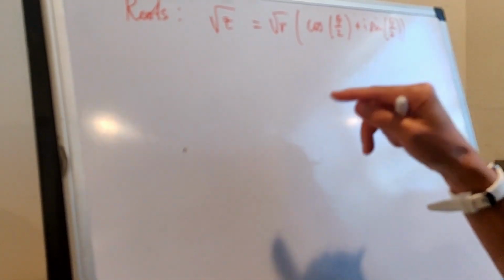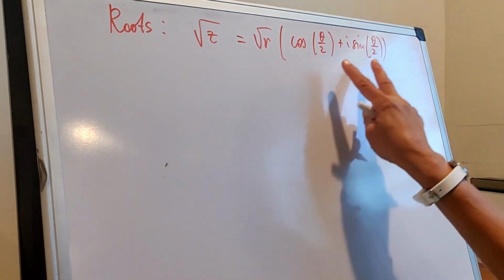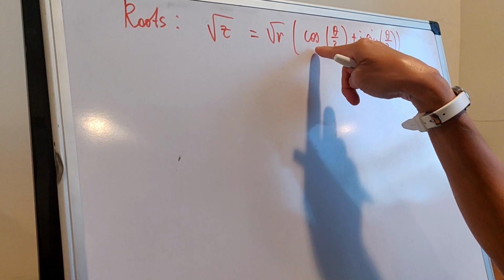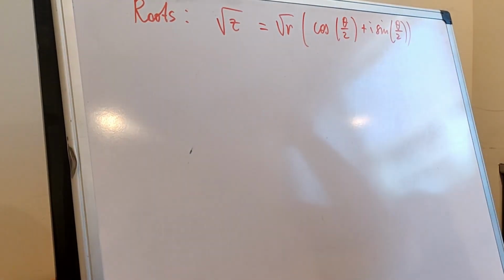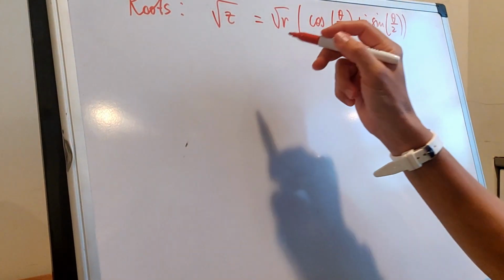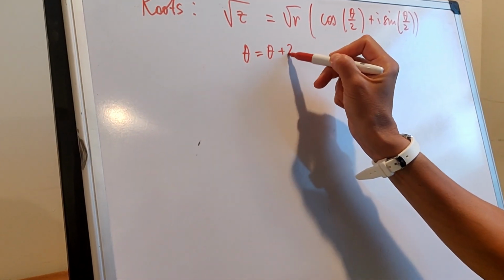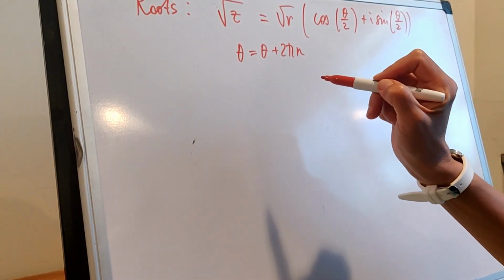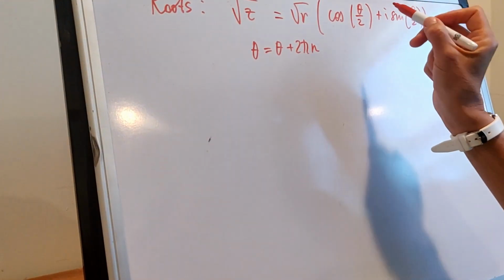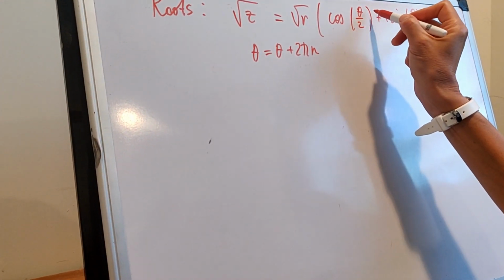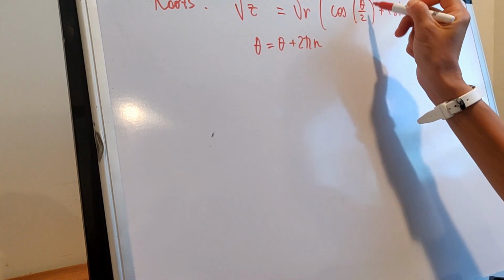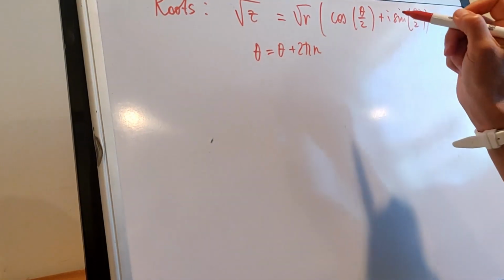A quadratic equation has two solutions, so you are supposed to have two roots here. If you write it down like this, you are just going to have one. So how do we get the second one? We are going to recall that theta is actually theta plus 2 pi n, right? Here we are going to add this 2 pi n and get possible different thetas from that.